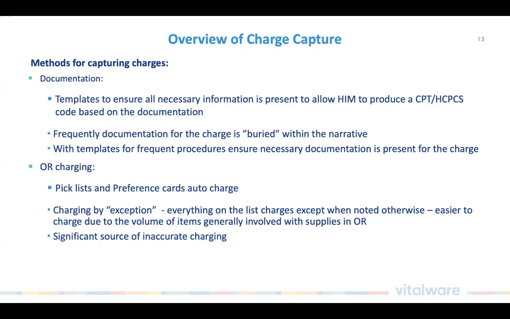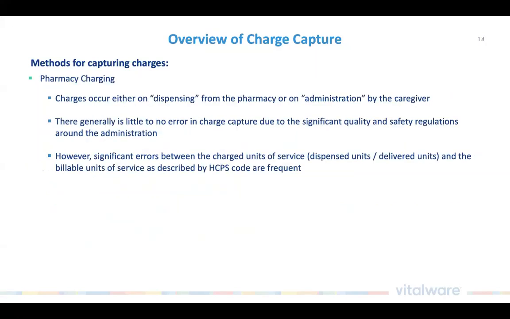Pick lists and preference cards also auto charge, but they do something completely different. They charge the entire preference card except for what you say you didn't use. So when we do audits of the OR, we see a significant source of incorrect charges. They either use something in lieu of it and forget to charge the substitute and credit this, or the whole thing is put out there and they didn't in fact use it. So these are all issues in charge capture.